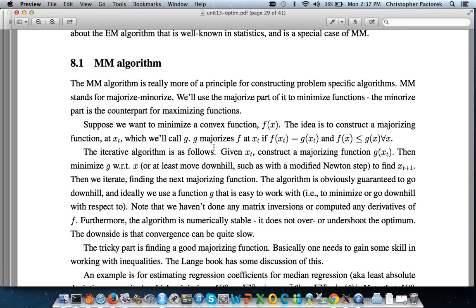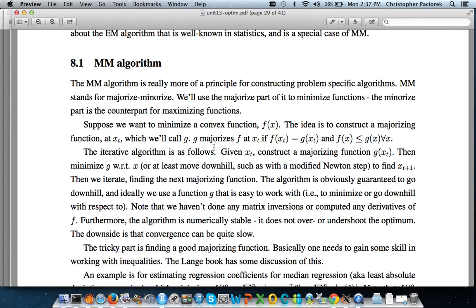If I can construct one of these that's easy to minimize, then I'll minimize with respect to this function and move downhill. Let's suppose I move down to this point. Moving downhill with respect to this function is not going to give us any problems, because this one's always above that one. So I get to this point, and now I have my new value x sub t plus 1. I construct a new majorizing function and walk down that function, and eventually I walk my way down by optimizing these approximating upper bound functions.